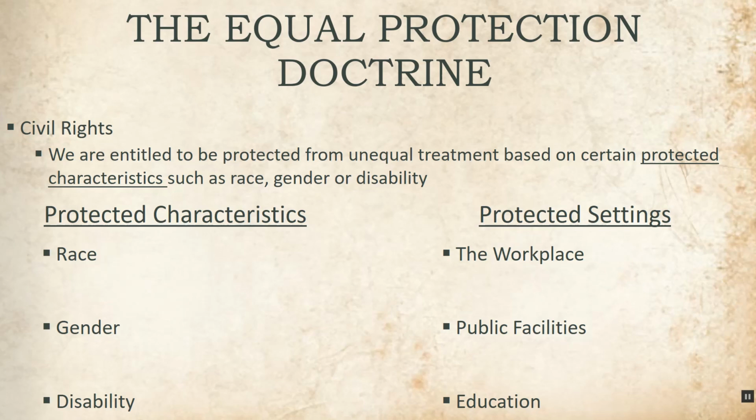Bottom line then, the Equal Protection Doctrine says that you are entitled to be protected from unequal treatment based on your race, gender, or disability in the workplace, public facilities, or education. But outside of those settings, you are not protected from discrimination, and even in those settings, you are only protected from discrimination on the basis of those characteristics.